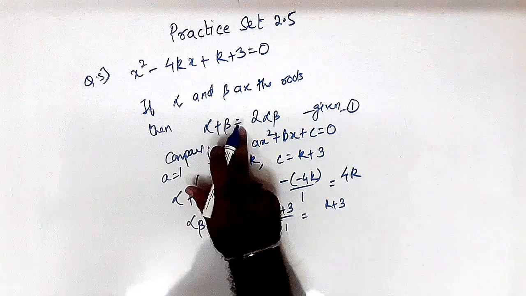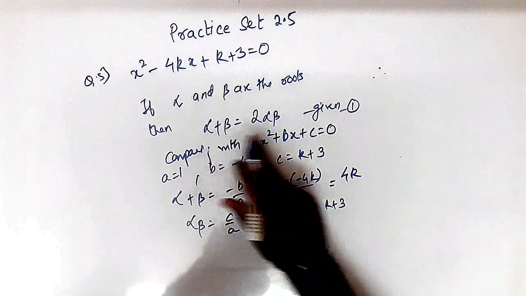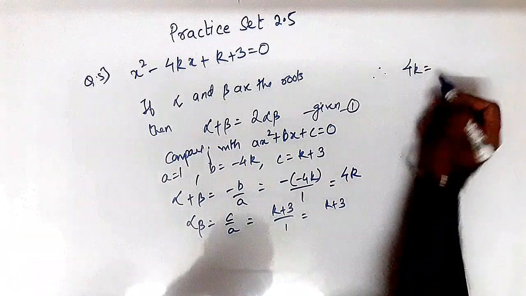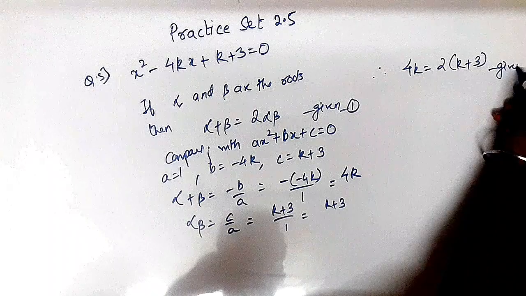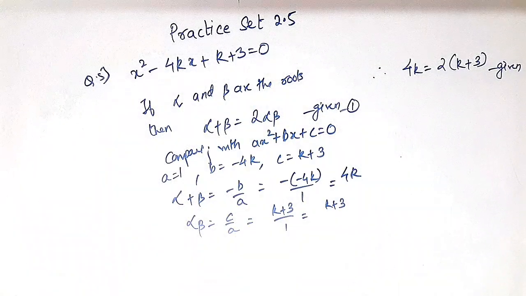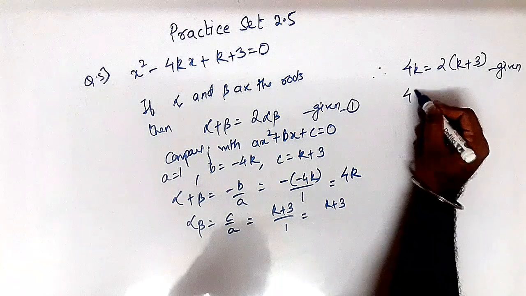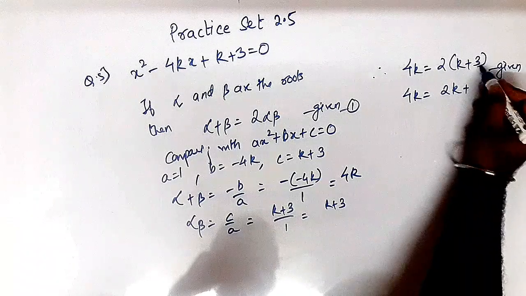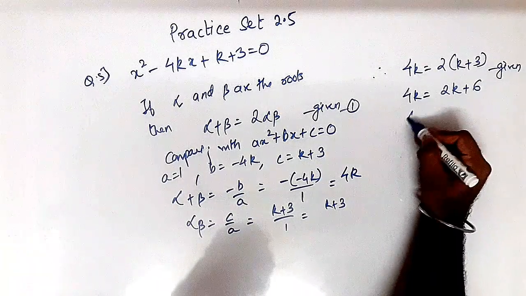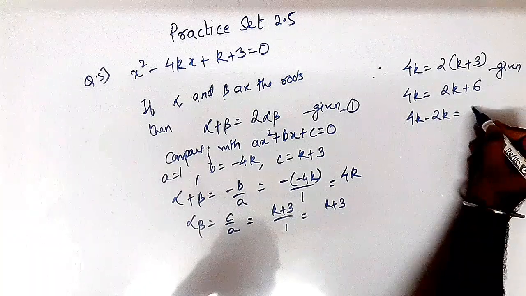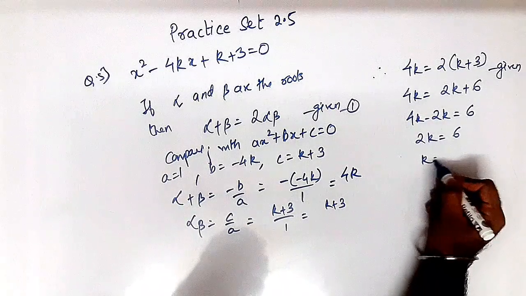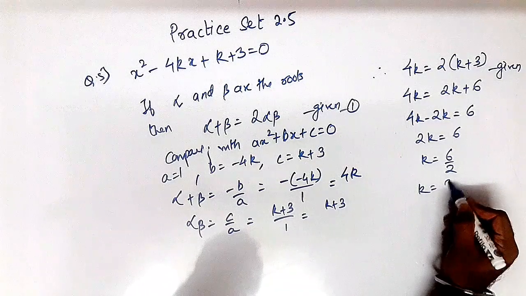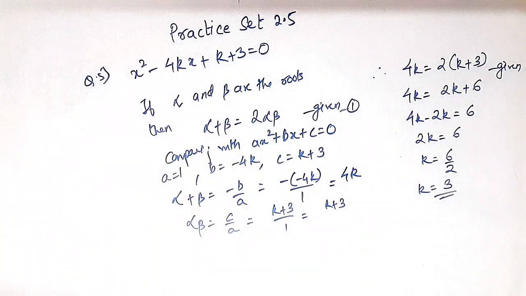Now according to given condition, therefore alpha plus beta means 4k will be twice of this k plus 3. Okay, you know it is given. Okay, they have given the sum of the roots is equal to twice the product of the roots. Okay, so 4k equals to 2k plus 2 3s are 6. Okay, 4k minus 2k is equal to 6, correct? Now 2k is equal to 6, k is equal to 6 upon 2, k is equal to 3. This is how we got the value of k.